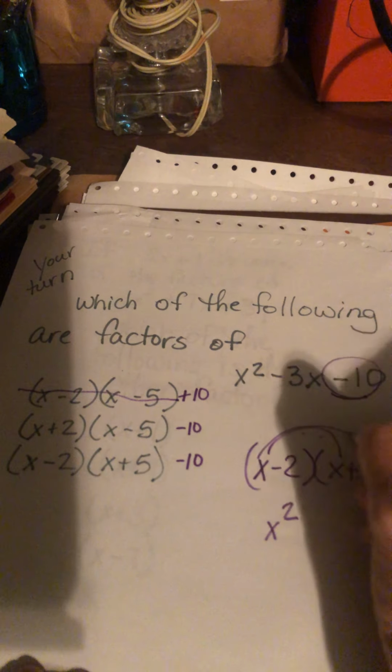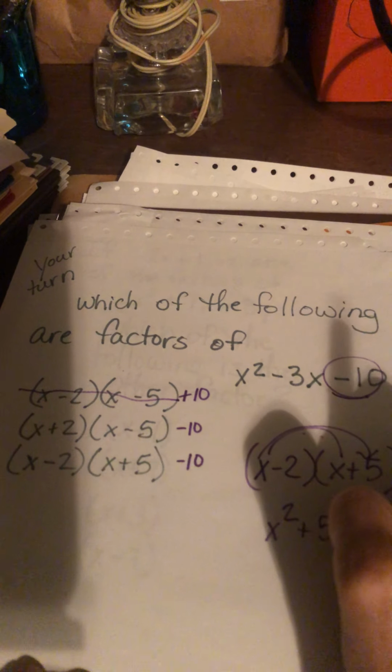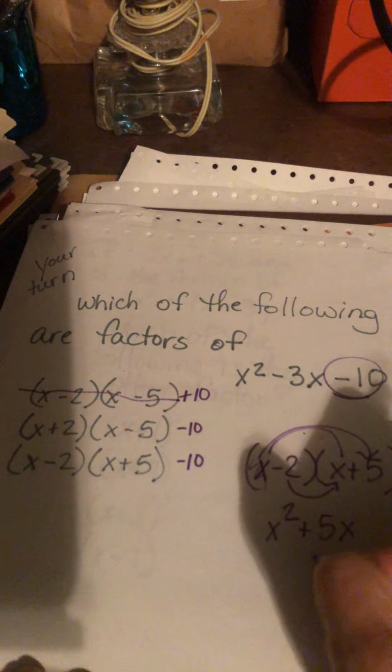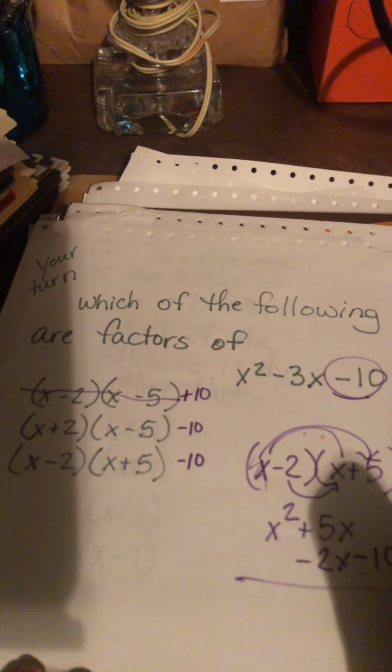X times x is x squared. Hopefully you're getting so good at this, it's becoming such a routine. 5x. Done with the x. Now here, negative 2 times x is negative 2x, and negative 2 times 5 is negative 10. That negative 10 I wanted. So I have my negative 10. I have my x squared.